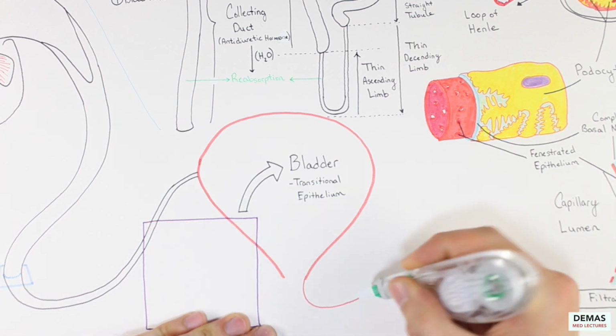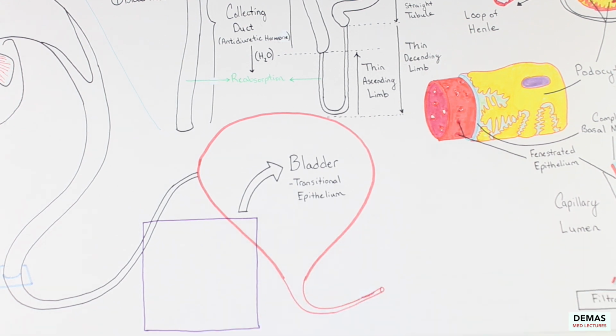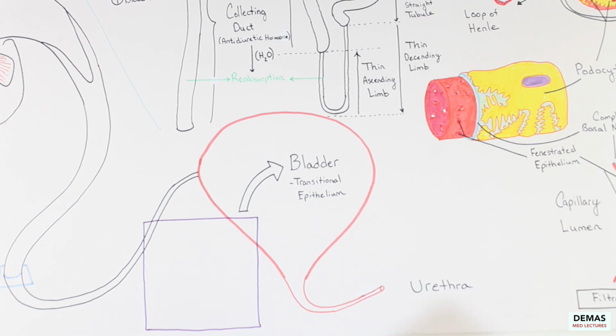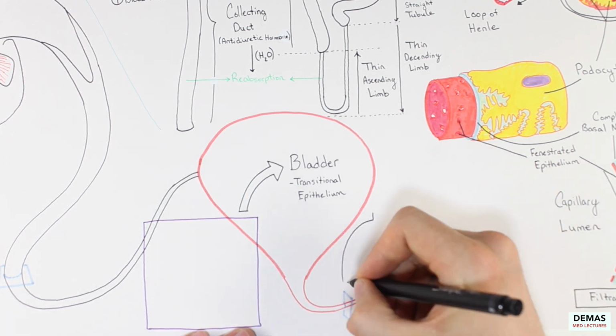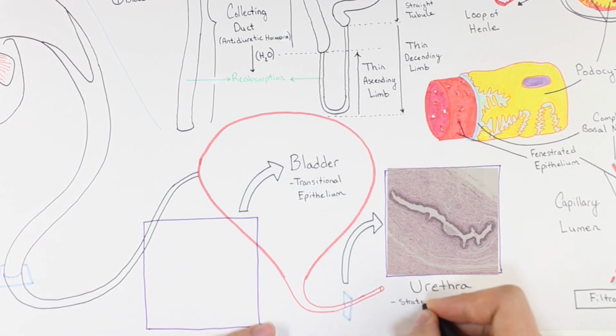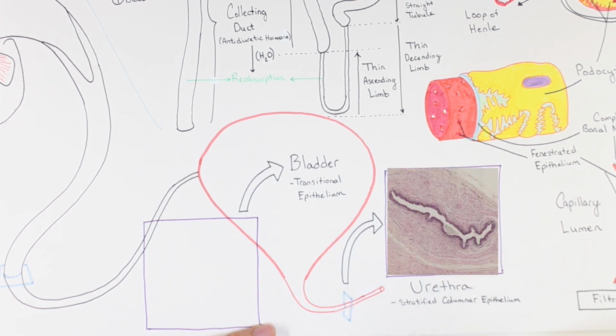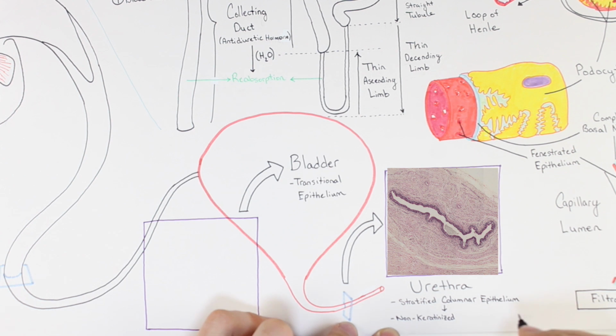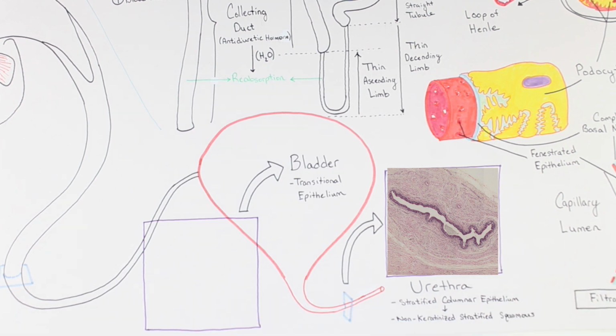The last structure you should be familiar with is the urethra. As the urethra approaches the external orifice, the epithelium transitions from an uncommon stratified columnar to a non-keratinized stratified squamous type. Also remember that the urethra is much longer in males than females, since it must pass through the prostate and the corpus spongiosum of the penis.